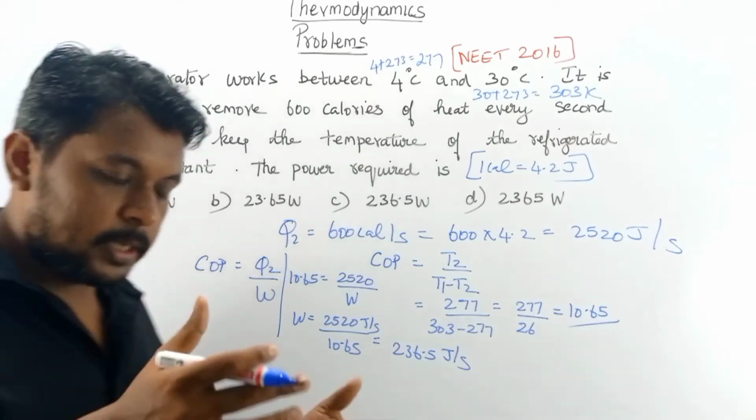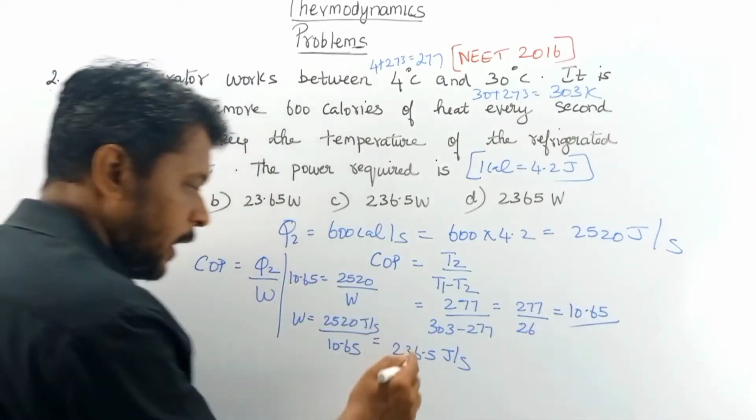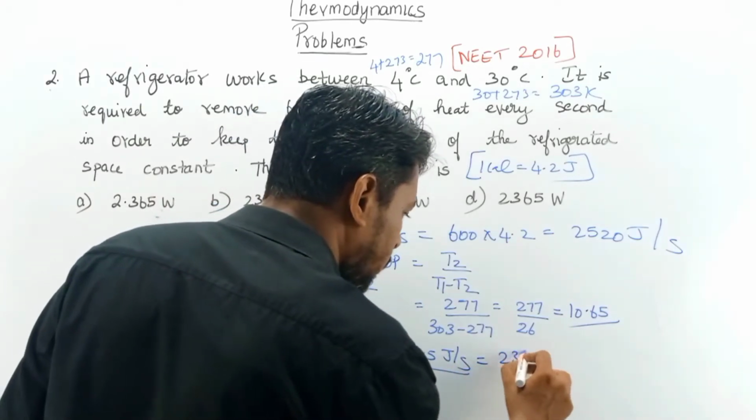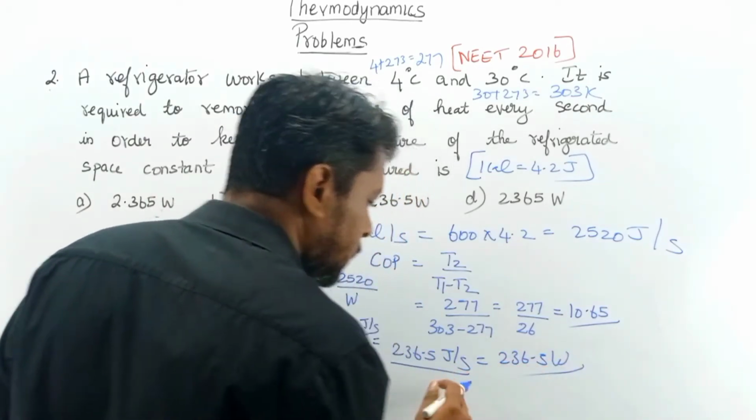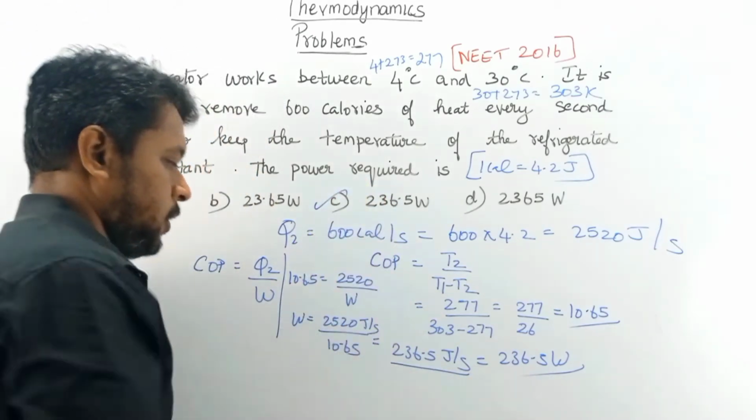Because for the amount of work done, what is the power required? So the power required and work done will be same. So this work done can also be converted as power. So joules per second is nothing but watt. So the answer is 236.5 watts.